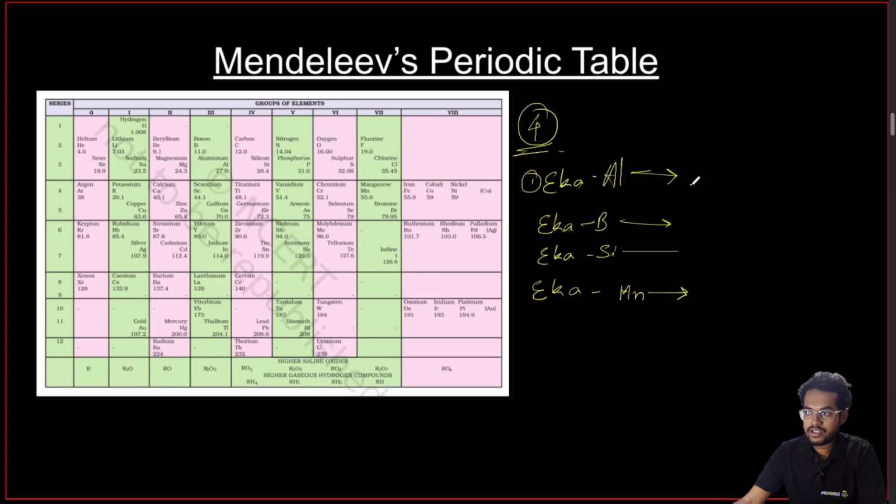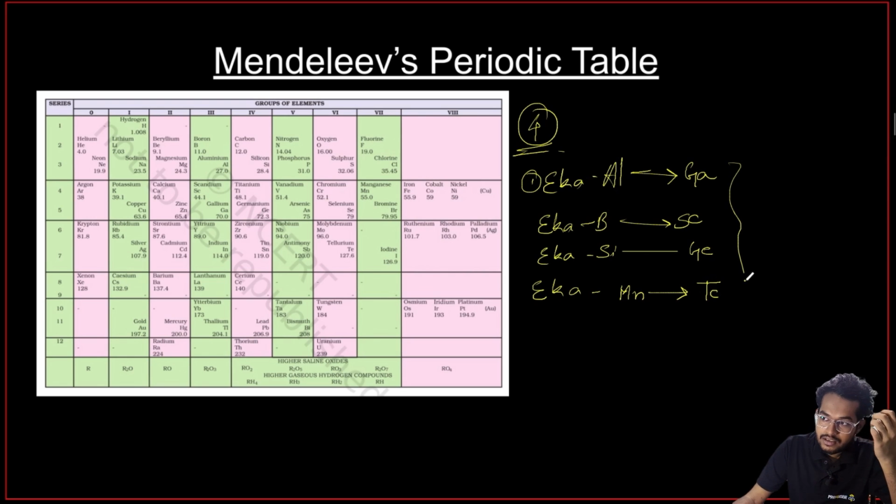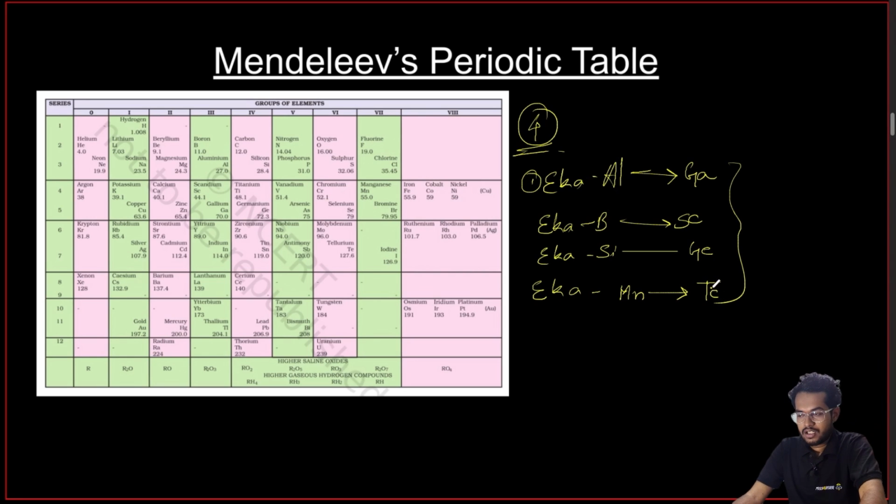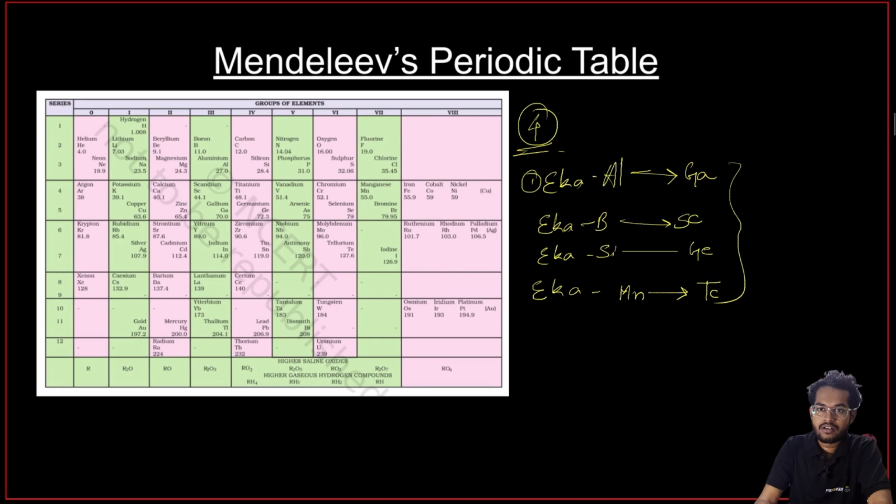So Eka aluminium is now known as gallium. Eka boron is currently known as scandium. The Eka silicon is currently known as germanium, and the Eka manganese is currently known as technetium, Tc. Okay, so these are the four things that he left in the periodic table.